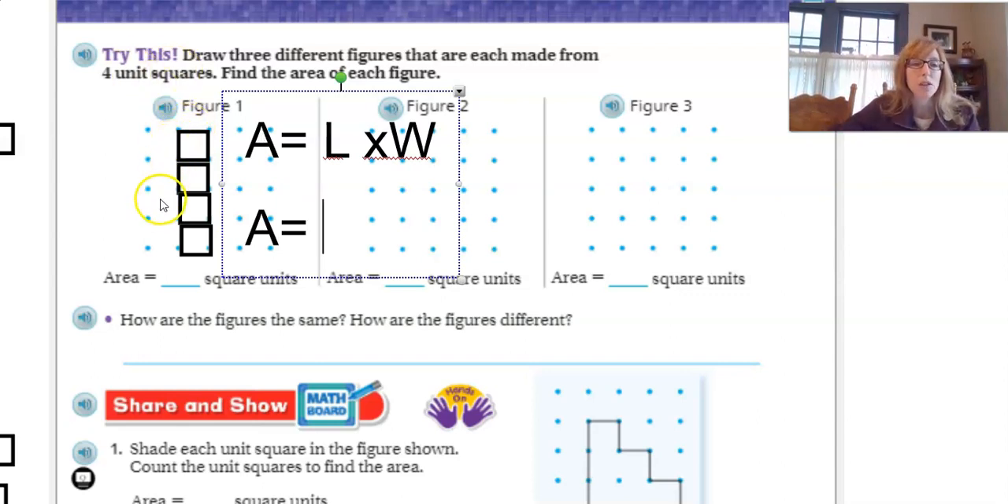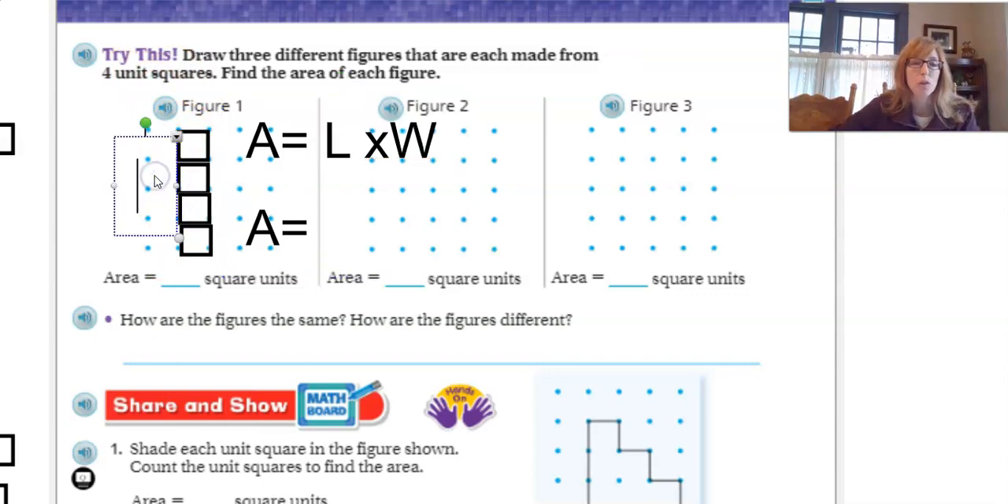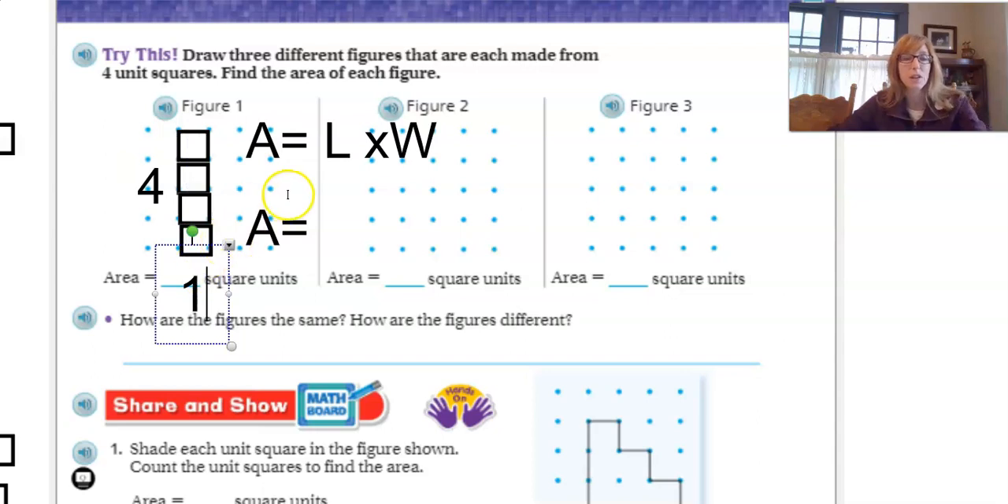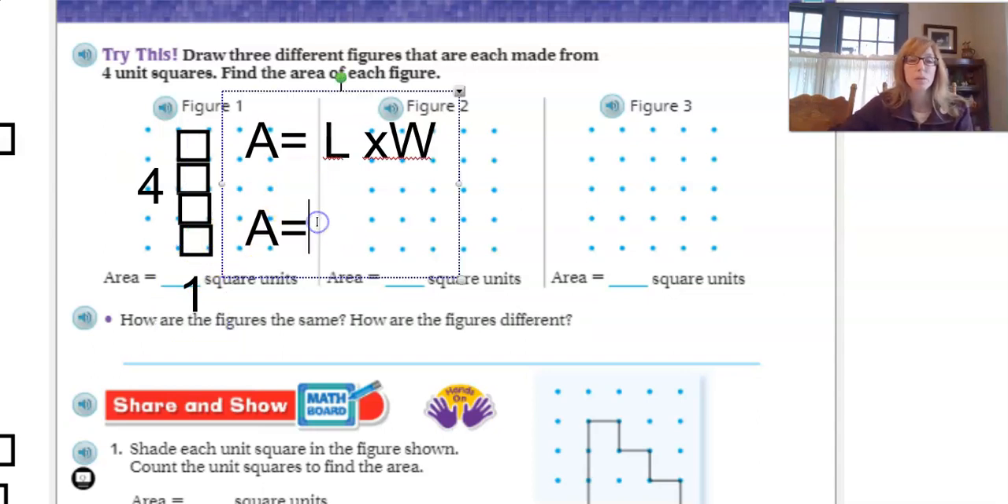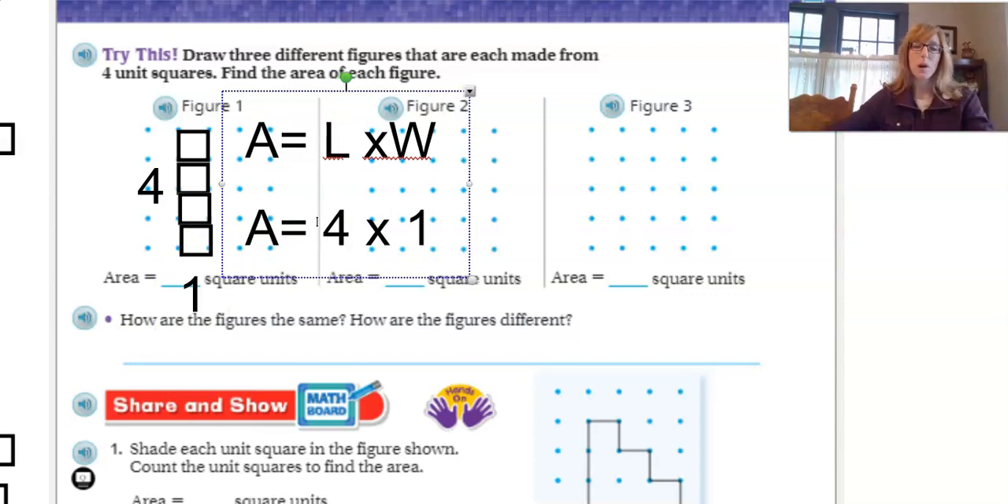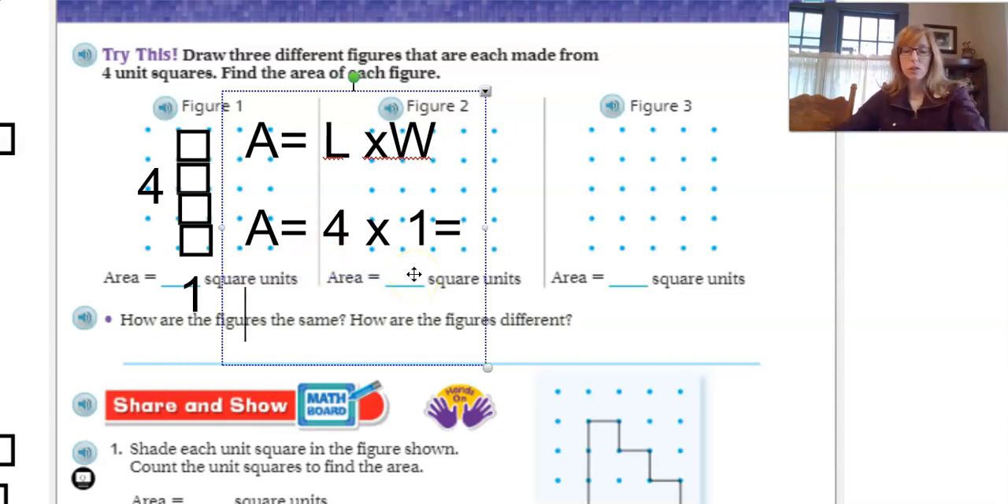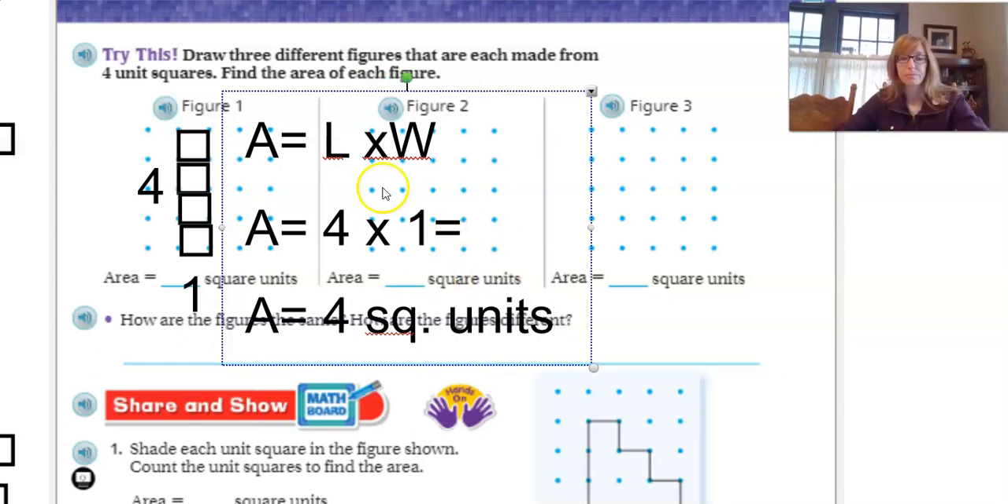So how many do we have going down the side? Over here, we see that we have 4 going down the side. And then how many do we have going across? You should be able to see that you only have 1. So area equals 4 times 1. And what is 4 times 1? We have 4 groups of 1. So what is 4 groups of 1? Area equals, you are correct, 4 square units. So that's for this one, okay?